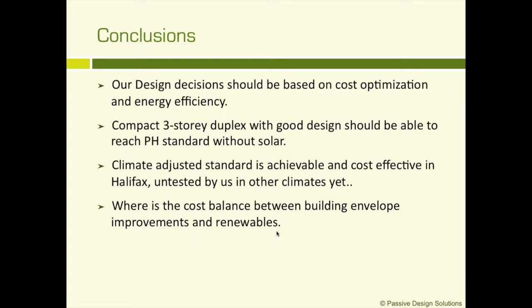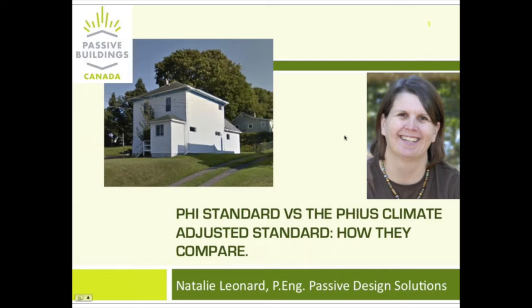It's somewhat untested by us in other climates. I'm sure others out there are starting to design and energy model to these numbers. And we're really interested in where that cost balance is between how you invest in the building envelope and where you then turn to renewables, especially with the cost of PV coming down over time. So that's all. That's the end of the presentation.